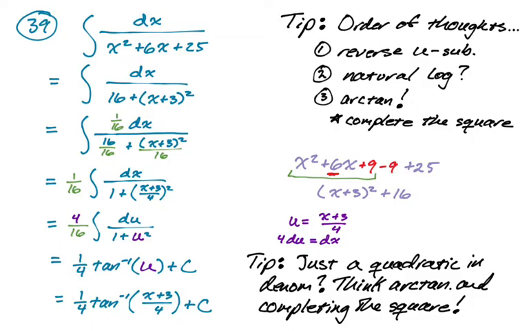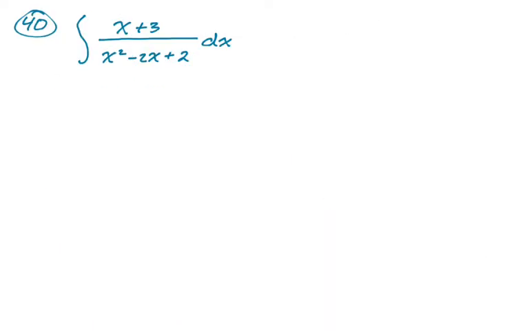Let's look at number 40, which is the last problem that I have prepared here. And it kind of looks like u-substitution might just work on this thing. If I try to do u-substitution, I would let u be the denominator. So u is equal to x squared minus 2x plus 2. Du then would end up being 2x minus 2. And if you look at the numerator, I cannot make that work. Like if I had x minus 1, I could create 2x minus 2. But as it is, I have x plus 3.